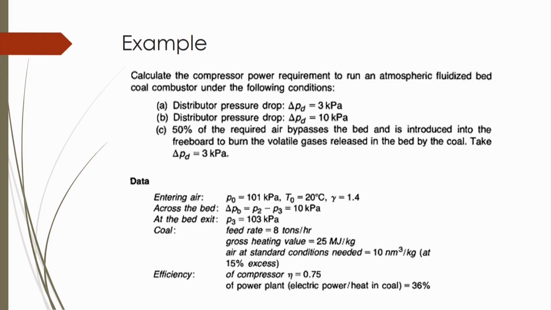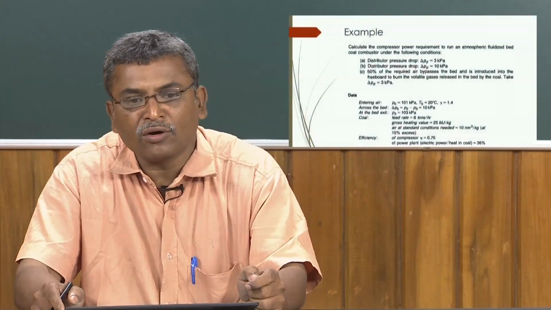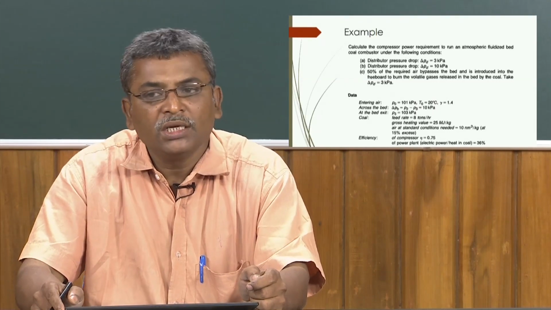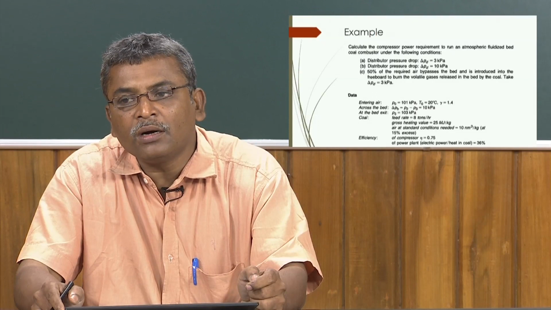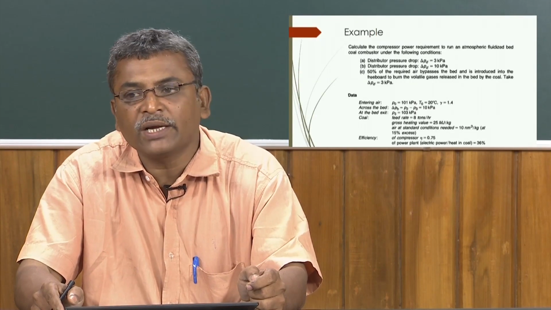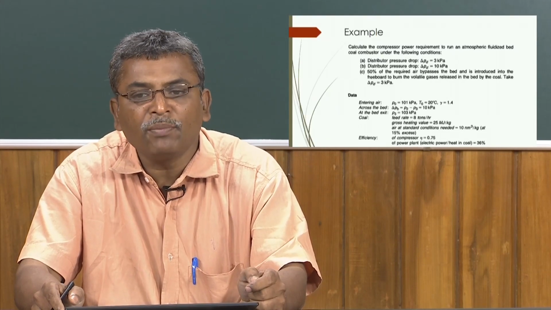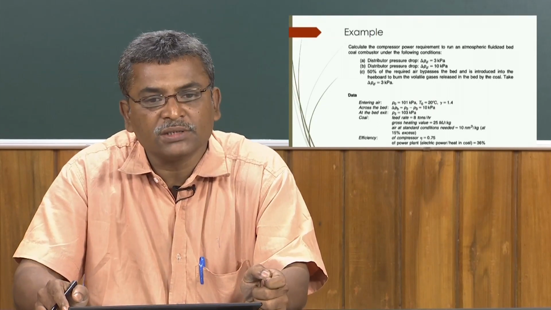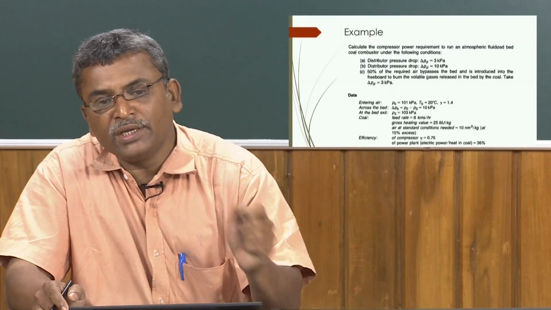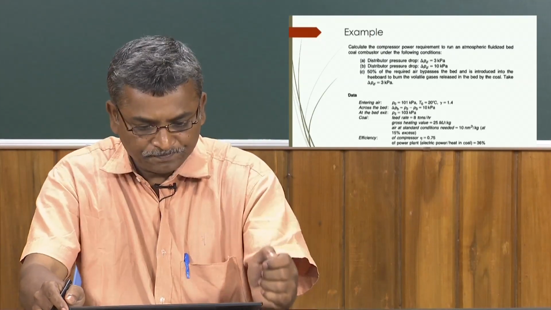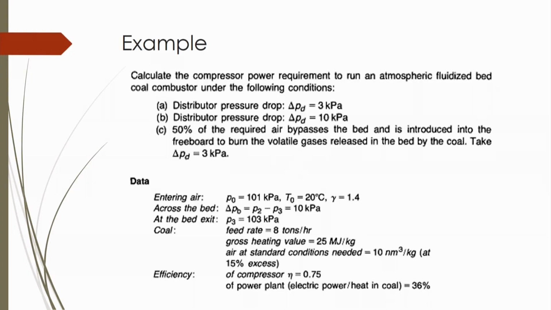If we use the distributor in such a way that its pressure drop is some value, and if we distribute the gas in two locations, or if we bypass this gas in such a different condition, then what should be the power consumption? Is there any benefit of this bypassing of gas to distribute the gas into the fluidized bed, whether it will be beneficial or not? Let us see one example whether this bypassing of gas is useful or not, or is there any reduction of power consumption or not. Let us see these things with this example.